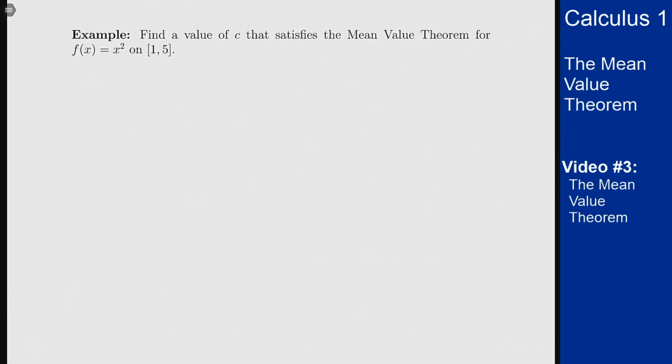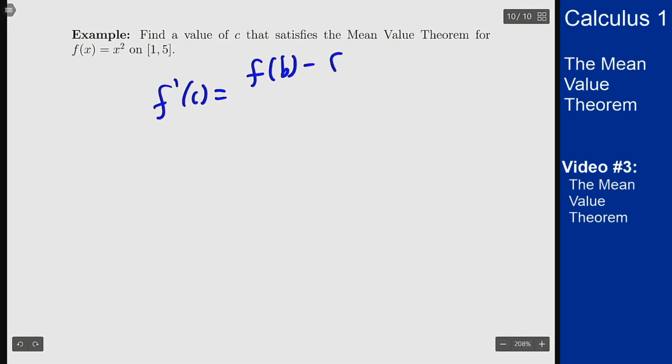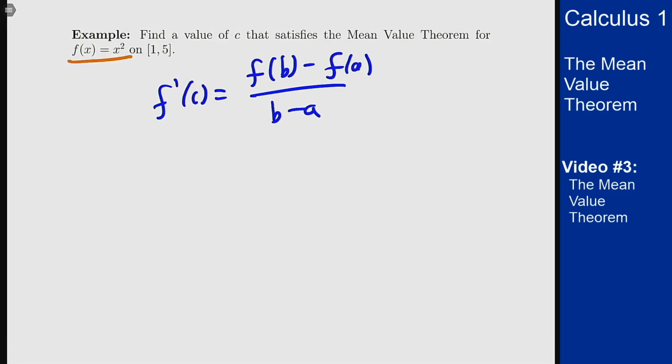So an example of applying the mean value theorem directly is a problem like this. Find a value c that satisfies the mean value theorem for f of x being the function x squared on 1 to 5. What am I looking for? I'm looking for a value of c so that f prime of c equals f of b minus f of a over b minus a. Now, the function f I'm given is f of x equals x squared. So I know that f prime is just 2x. So this on the left side here is 2c.